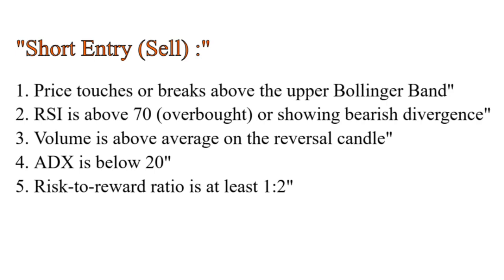Short entry, sell. 1. Price touches or breaks above the upper Bollinger Band. 2. RSI is above 70, overbought, or showing bearish divergence. 3. Volume is above average on the reversal candle. 4. ADX is below 20. 5. Risk to reward ratio is at least 1 to 2.